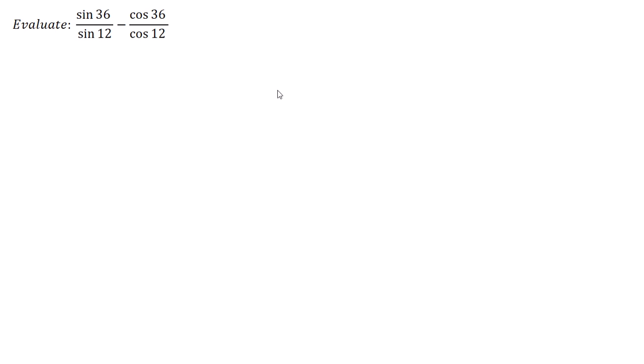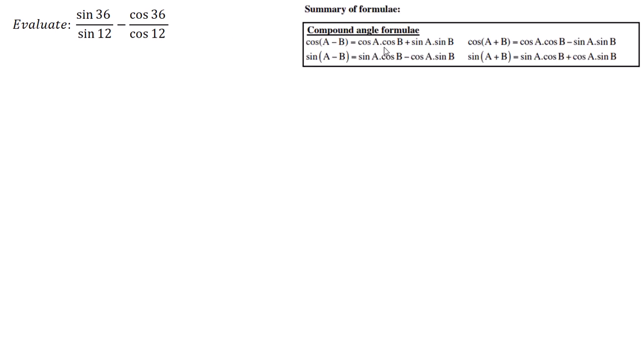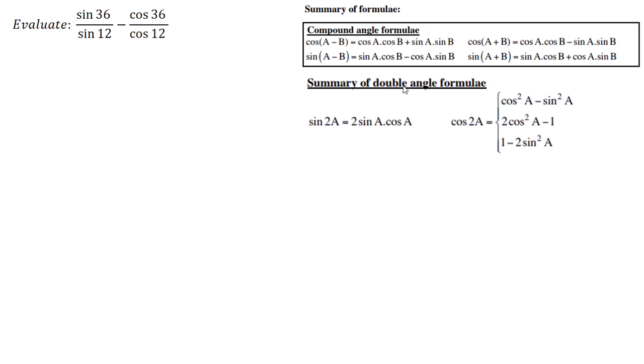Today we'll be solving this trigonometric expression. Evaluate sine 36 divided by sine 12 minus cos 36 divided by cos 12. In order for us to solve this question, we'll be using our compound angle formulas as well as our double angle formulas. The reason I always write this down is so that you can read them and make sure that you keep them in your mind and you know them by heart.